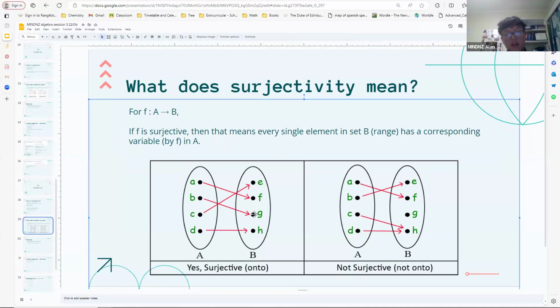We have A, B, C, D mapping to each one of the elements in B. So every single element is mapped to. And the second diagram is not surjective. We have A, B, C, D, but it doesn't cover all the elements of B because G has nothing that maps to it by f.